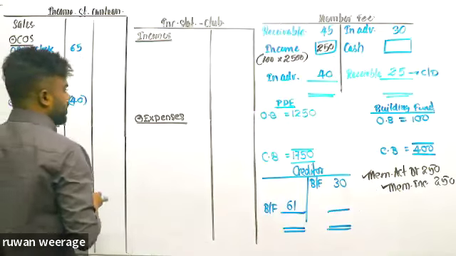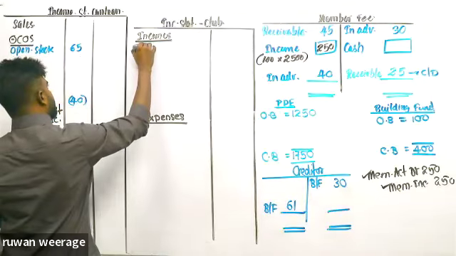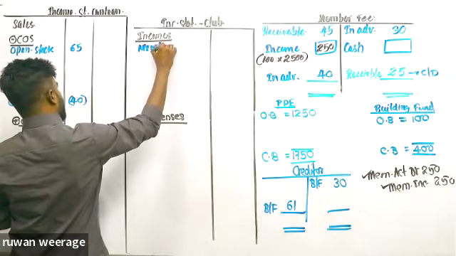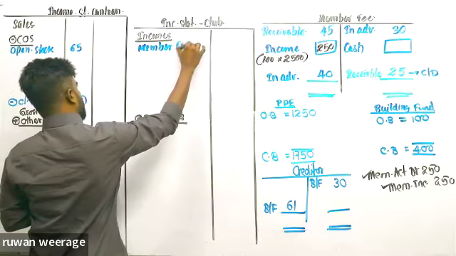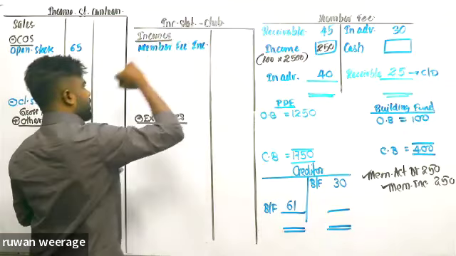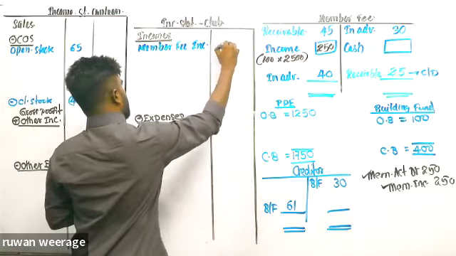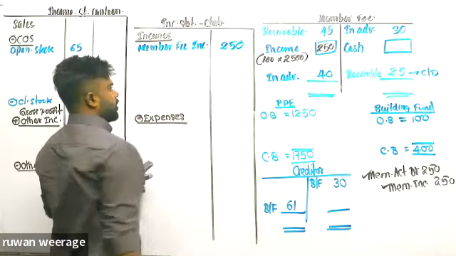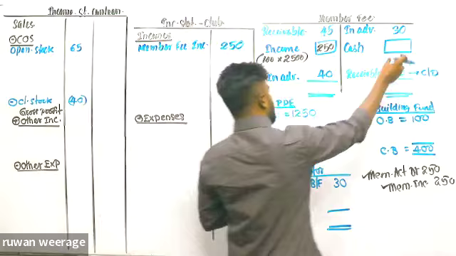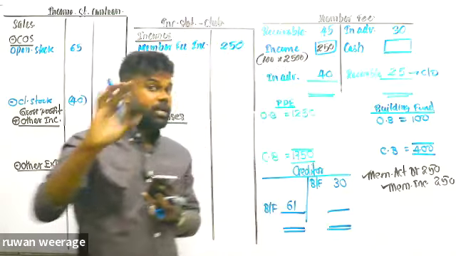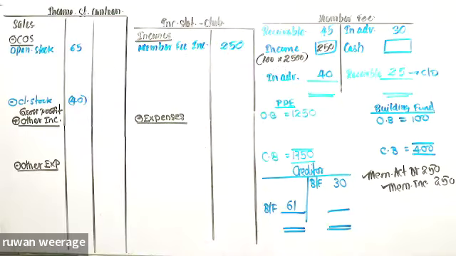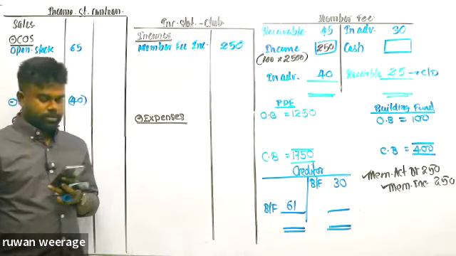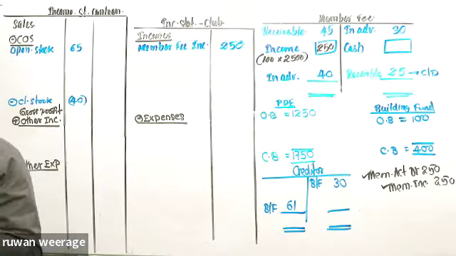Income statement. Member fee income. Clear? Member fee income how much? 250. But don't try to identify here the received amount, because they are a right of value. Right. Clear?